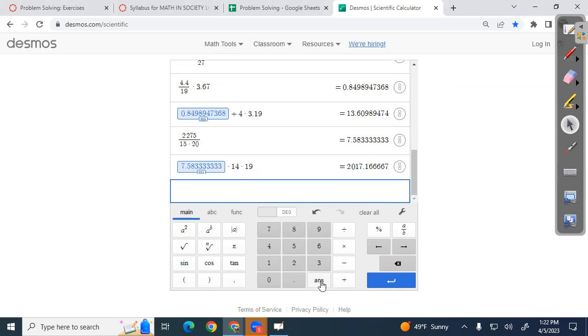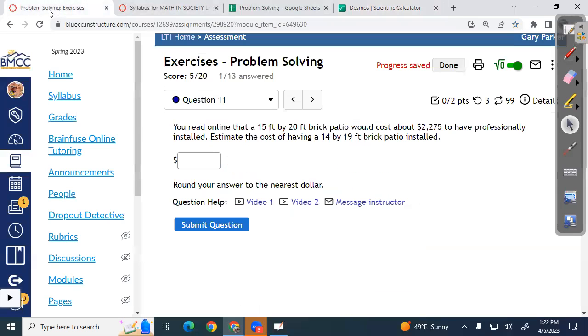Alternative answer, if I did go with my rounded answer, which was 7.58 times 14 times 19, one version says it's going to cost about $217. The other says it's about $216. They're close enough. The best answer is probably about $217.